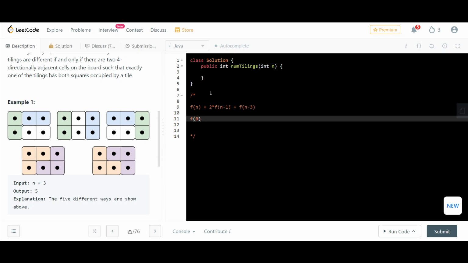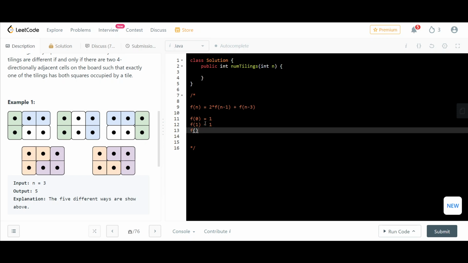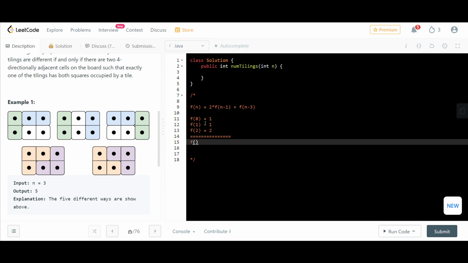We can say f of 0 is 1. We can say f of 1. So we have to get till n minus 3, so for n equals 3 is what we can solve. But 0, 1, and 2 we have to know already. So f of 1 equals, again, 1, and f of 2 we already checked. There are two ways. So now this is something that we already know. So then f of 3 equals 2 times f of 2 plus f of 0, which equals 5, right? And then we can keep on building up.